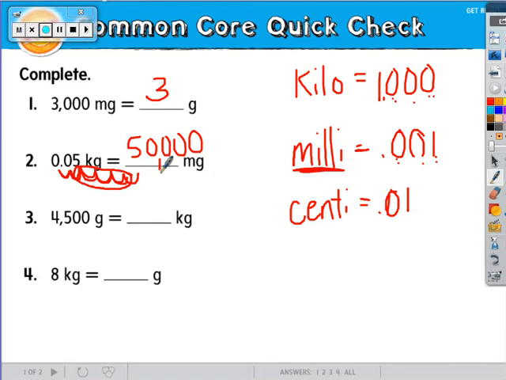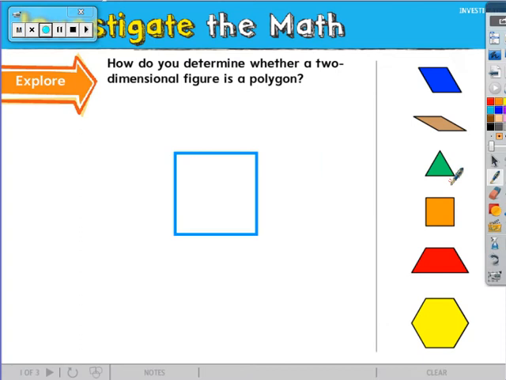Sorry. So now we have 4,500 grams, and we're converting that to kilograms. 4.5, very good. And our last one is 8 kilograms to grams. Yes, 8,000. Okay, very good. Now we're going to start talking about shapes.